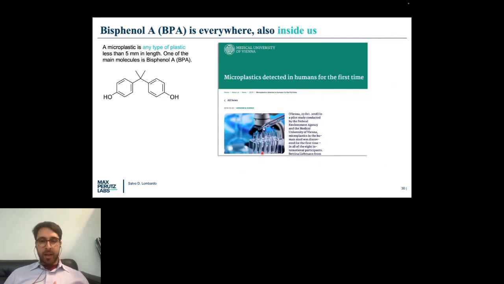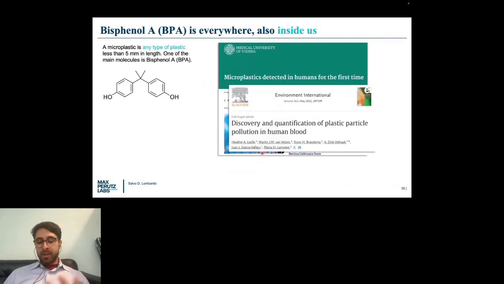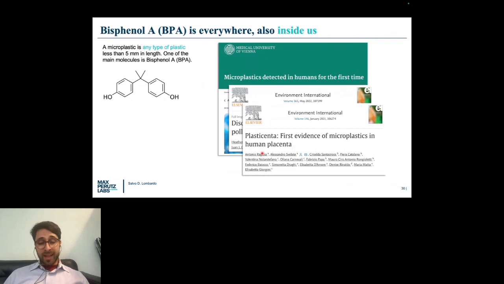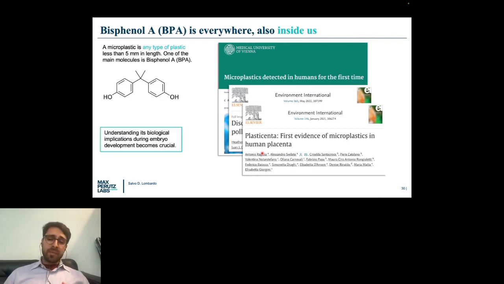It was here in Vienna that for the first time it was found in the liver in 2018. And later on it was found also in the blood, and it was found again in the placenta. It was news of today that it was found in the testicle as well. So it's important to investigate the role of this chemical compound, and it is important also to study the development, because later on this can pass through the placenta and it can impact on the embryo.